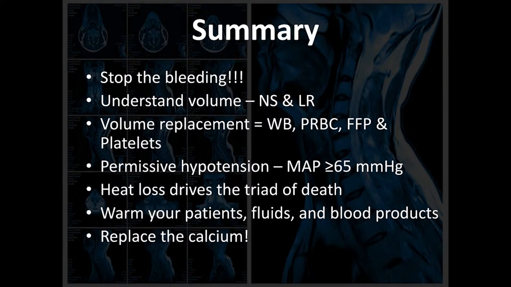Volume replacement, if possible, should start with whole blood or packed red blood cells. Obviously, component therapy of the 1-to-1-to-1 is optimal. Most pre-hospital providers will have packed red blood cells or FFP if you're carrying component therapy. And a lot now are going to that whole blood. If you don't have that capability, just remember, you don't have to slam liter and liter of fluid in these patients. Sometimes it's best to just limit that. Focus on a MAP of 65. Don't look at the blood pressure from any other standpoint, even if your systolic is less than 100. As long as that MAP is 60, 65, I am golden.